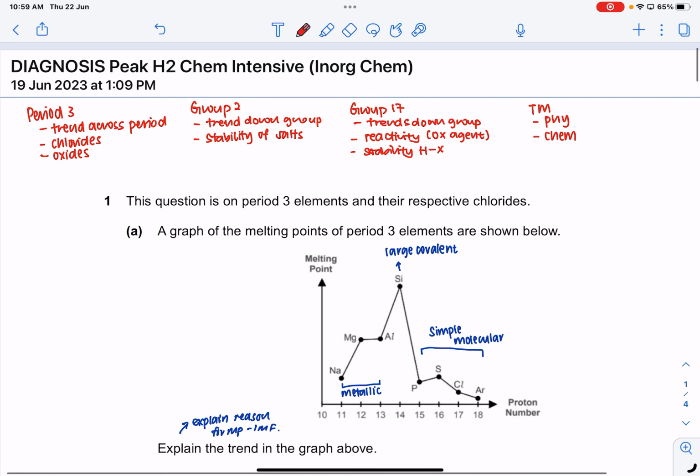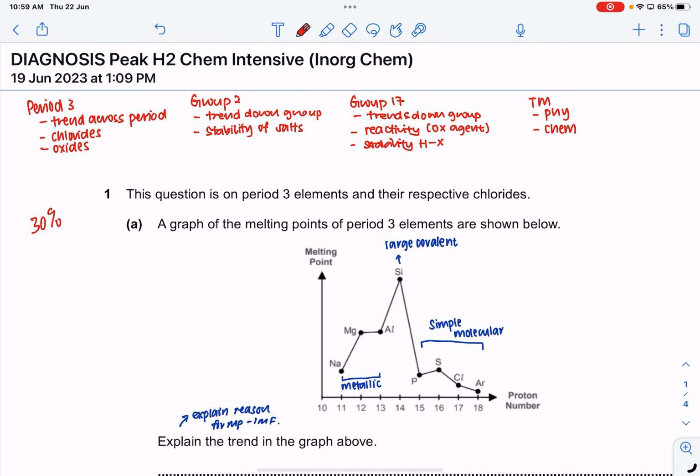What I mean by that: 30% physical chem, 30% organic chem, then maybe 15 to 10% inorganic, and probably about 10 to 5% EChem. This is usually the rough gauge of papers, because they tend to prefer to test organic and physical. Why? Because those are more application based. This is just a rough gauge.